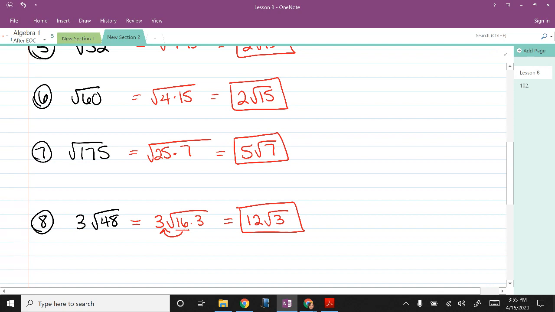Okay, so you take your square root, pull it to the outside, and if there's already a number out there, you multiply it times that number. Square root of 16 is 4. 4 times 3 is 12.